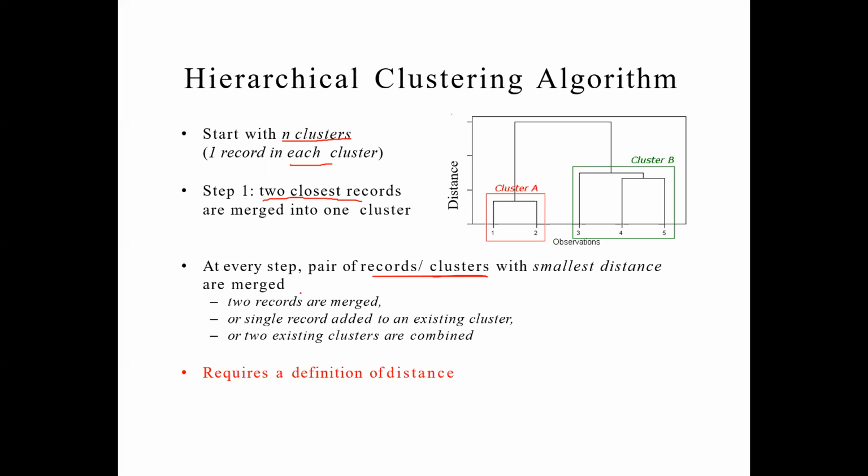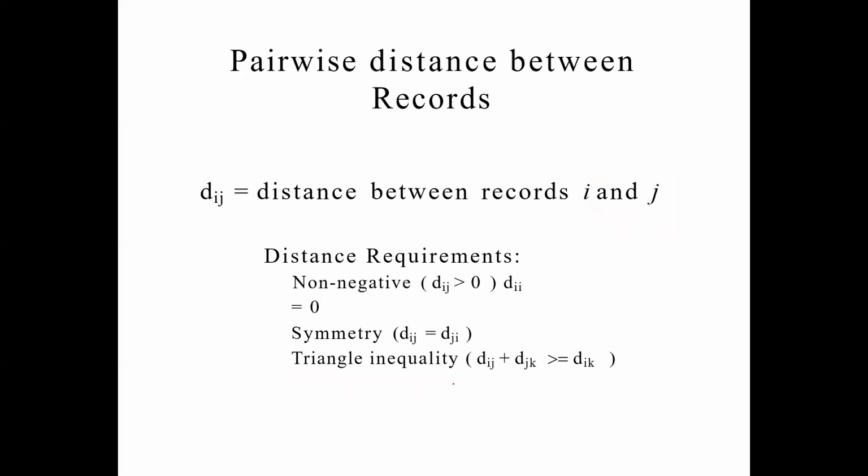What can happen in that merging process? Two records can be merged, or a single record is added to an existing cluster, or two existing clusters can be combined. When we discuss the solution, we will understand that in the merging criteria, one of these cases can occur. It requires the definition of distance. For calculating the distance, you can use the Euclidean distance method, the Manhattan distance method, or any other method.